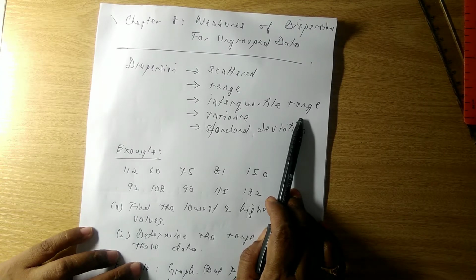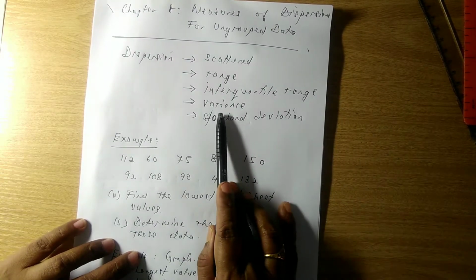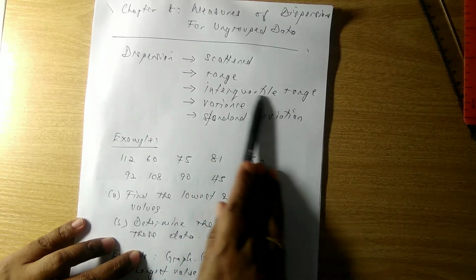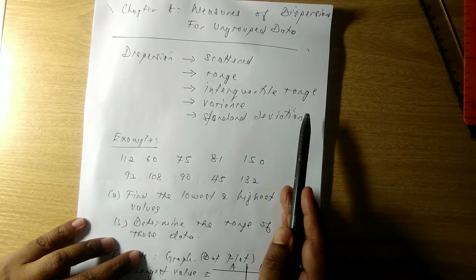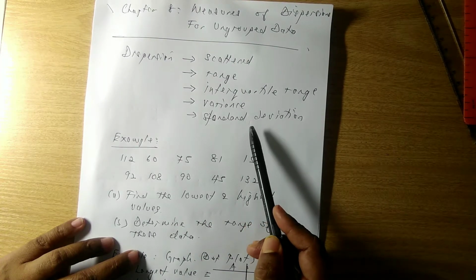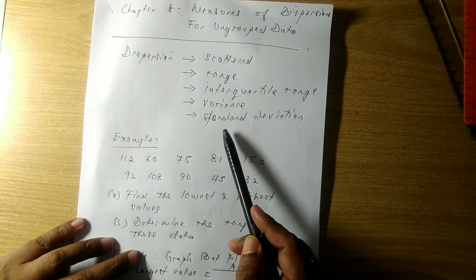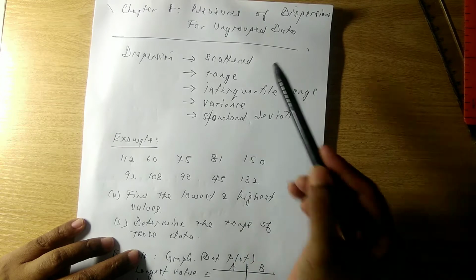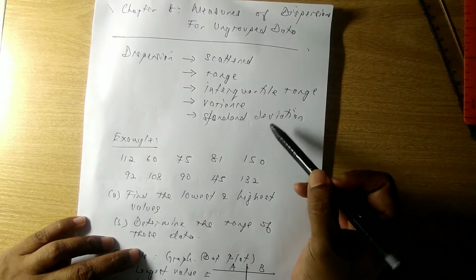Then you have the variance. Variance and standard deviation tell you how far the difference is between a certain value and its designated mean. So here we're looking at the difference. These are some of the quantities that we'll be looking at under dispersion of ungrouped data.